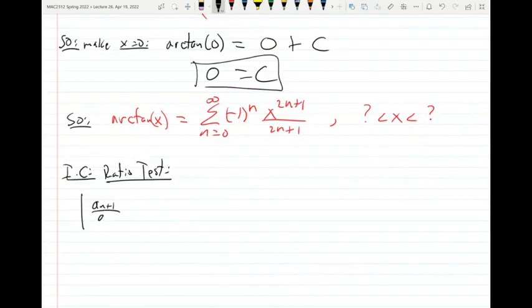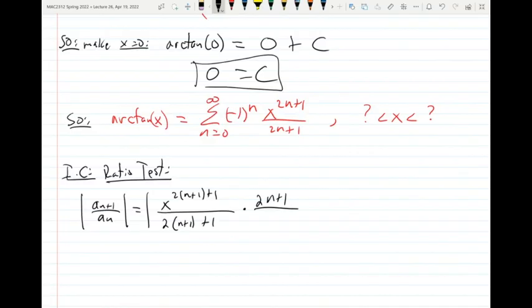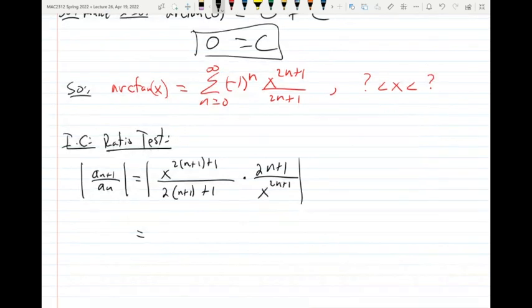So a_{n+1} over a_n. So that would be x to the 2(n+1)+1 over 2(n+1)+1. Okay, so simplifying this, what do we obtain? That would be (2n+3), x to the 2n+3 over 2n+3.